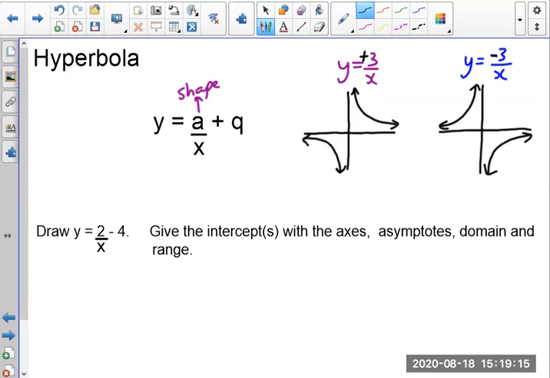So depending on the value of this a, you will have your hyperbola in the first and the third quadrant, or in the second and the fourth quadrant if you have a negative there. Now, it's important to keep in mind that those two parts are two halves of one hyperbola. It's not two hyperbolas that I've drawn here. It's two halves of one hyperbola.